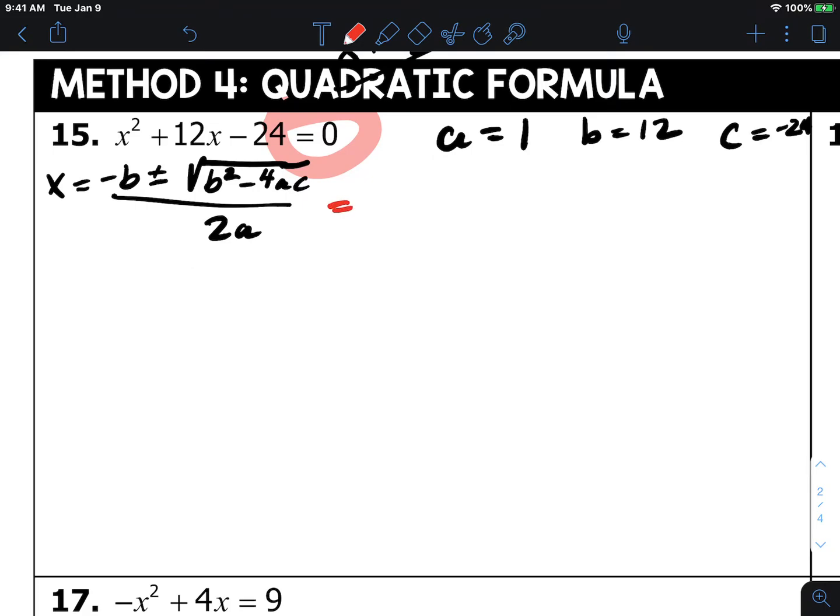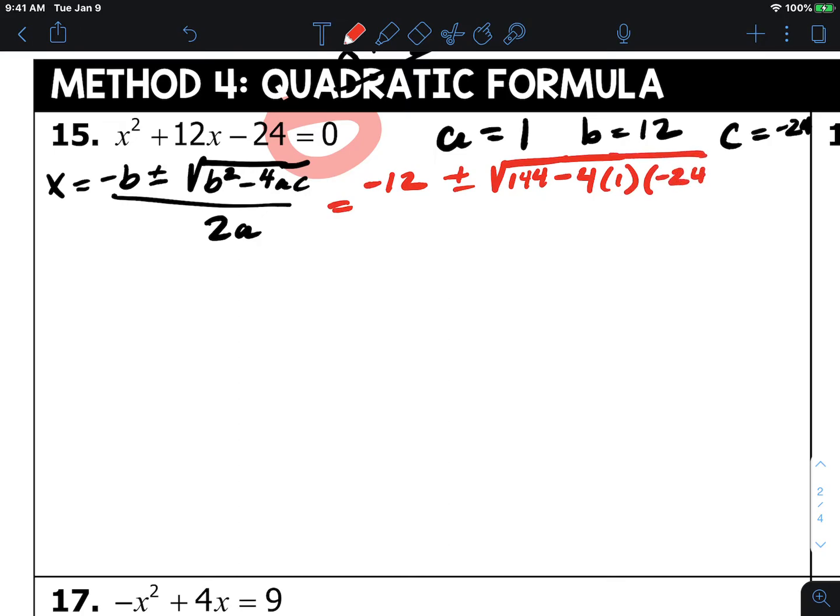All right. So what am I going to plug in here? Negative 12. Why negative 12? Because it's the opposite sign of positive 12. Plus or minus. Yes, I need to leave plus or minus. Square root. B squared, 144, 12 times 12. Minus 4 times 1, that's the A, times the C, negative 24.